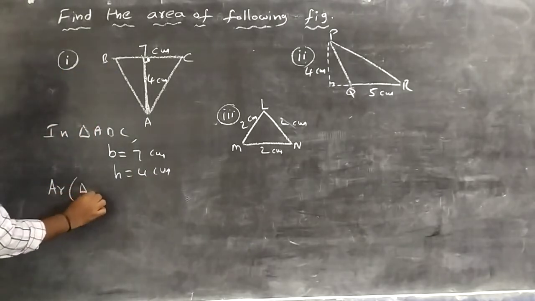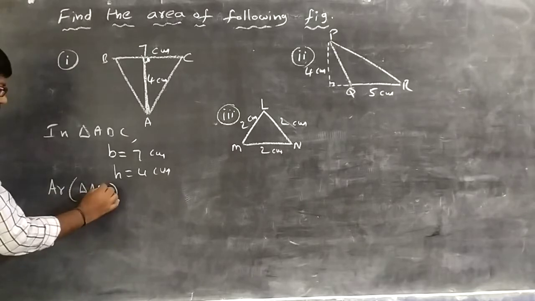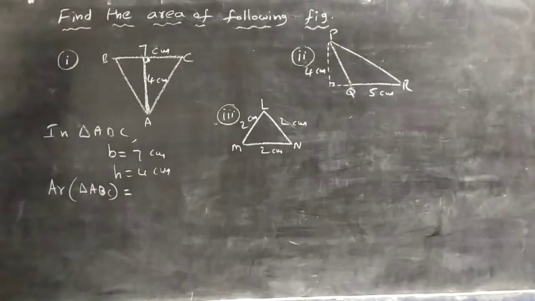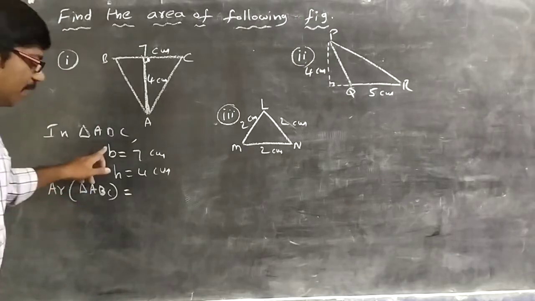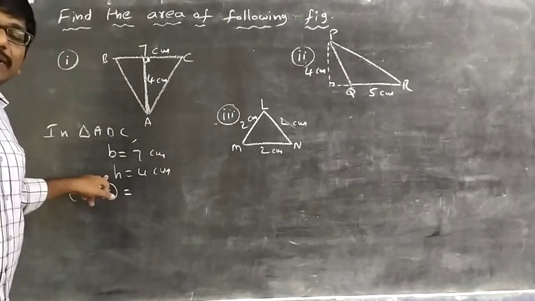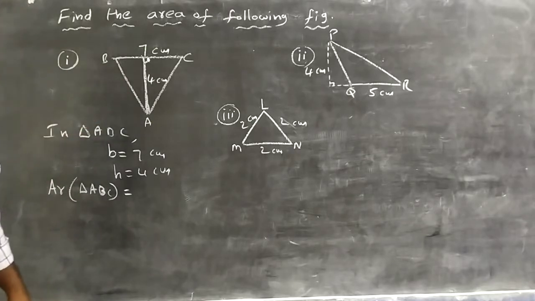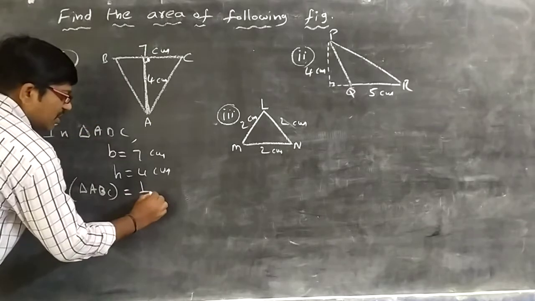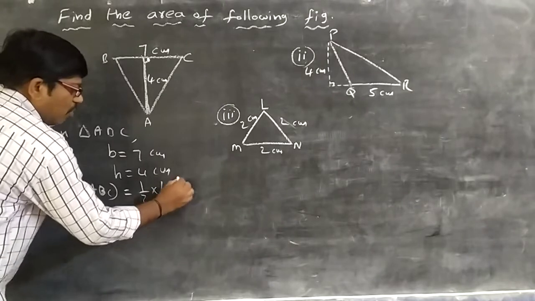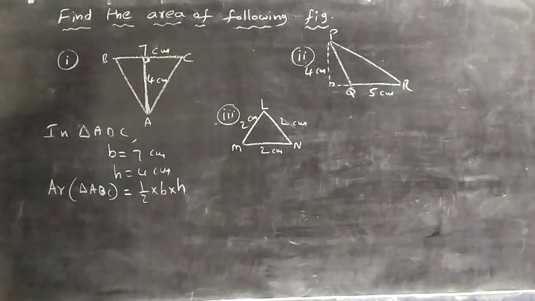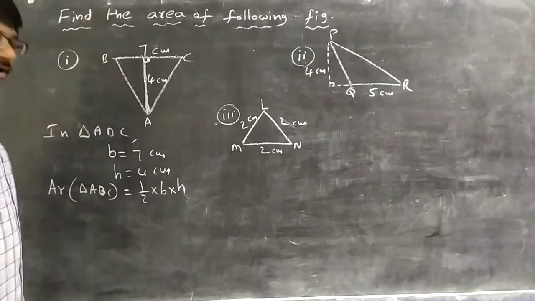Area of triangle ABC. Here the base and the height are given. When the base and height are given, what is the area of the triangle? Half into base into height. Half into b into h, right? So by using this formula, we can find its area.